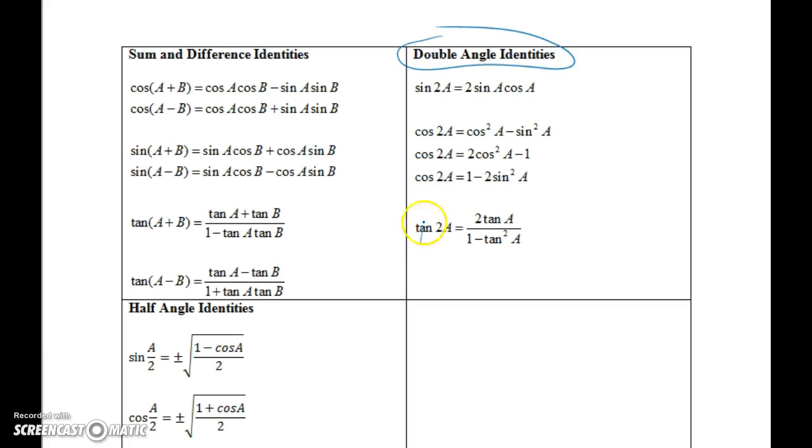In our class this year, we haven't looked at any of the tangent double angle formulas. So we're looking at sine and cosine. Notice that sine has only one formula, cosine has three, any of which would be appropriate. So let's take a look at our first example here.